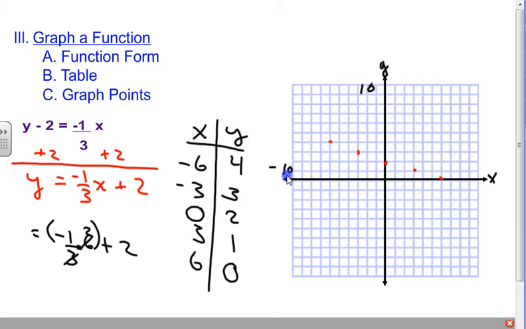Okay. Did they give us a specific domain to use? Specific x values? No. So we could have chosen all of the x values in between these and all of the x values beyond them, right? So do we need to draw the line? No. Yes, we do. Because we were not given a specific domain. This is a continuous function. And we need to draw a line with arrows on the end. Okay?